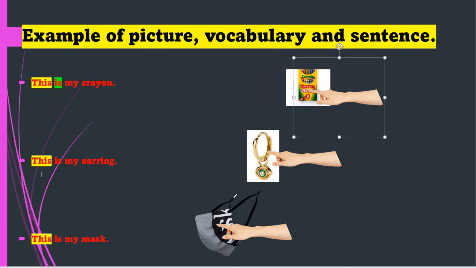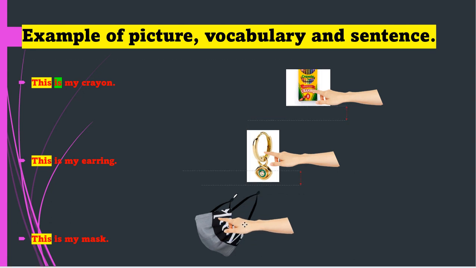And next, this is my earring. So one earring again, and we use this because it's near. And you see, is because that is only singular. We're talking about one earring, and no S because the noun is singular. And next, this is my mask. The mask is only one again, and we use this because it's near, and is because this is a singular subject we're talking about. It's one mask, and no S because it's a singular noun.